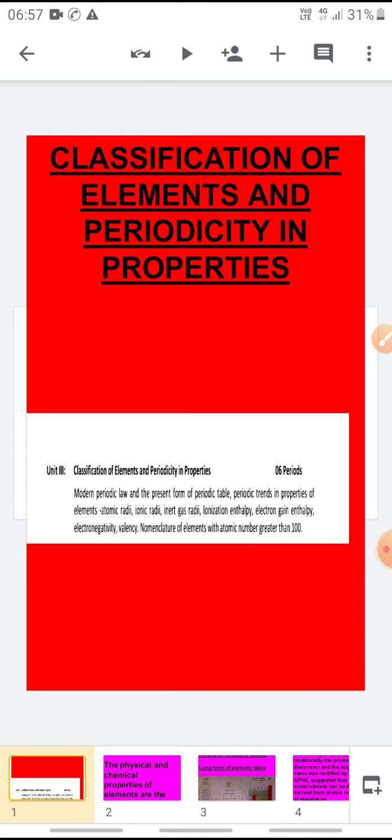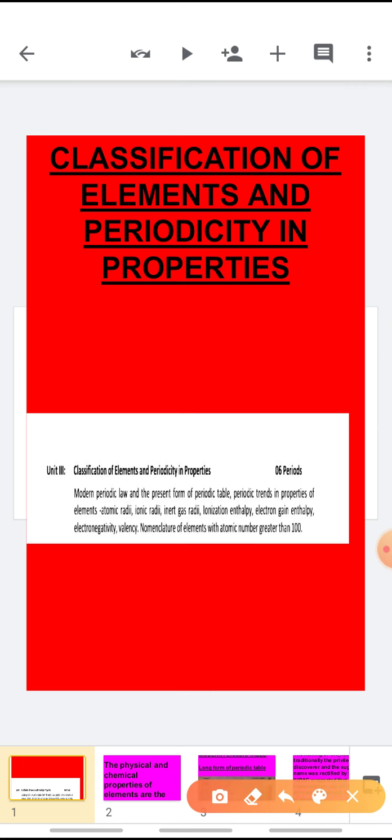Children, in the previous presentation, we started with the chapter Classification of Elements and Periodicity in Properties, the third chapter of your NCERT book. I have told you there are three topics to be covered. The first one, modern periodic law and the present form of periodic table, we have already done in the previous presentation. The nomenclature of elements with atomic number greater than 100 is also already done.